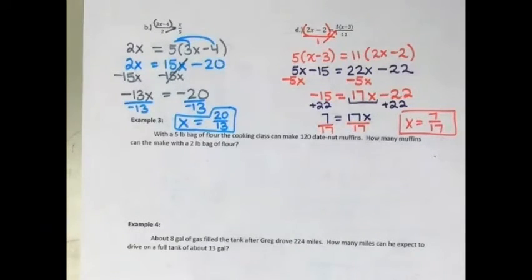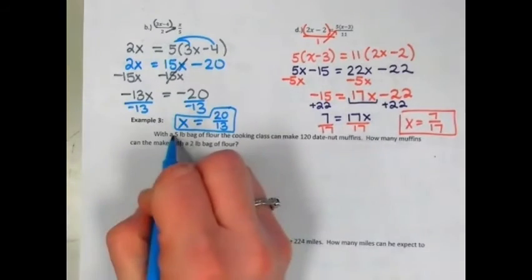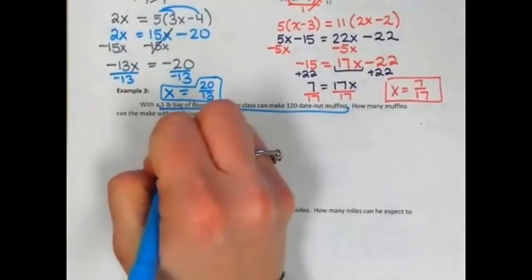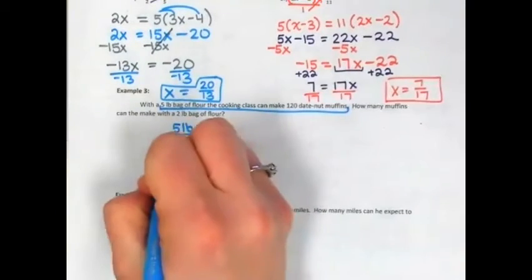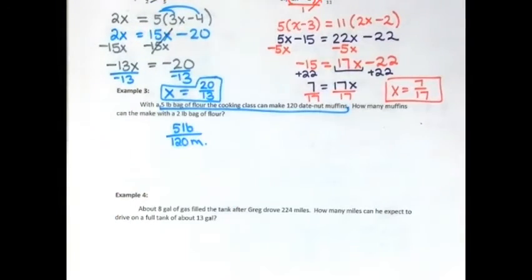Okay. So it says, with a 5-pound bag of flour, the cooking class can make 120 date nut muffins. Can we write a ratio from this? Yeah. What is that ratio? 5 pounds over 120 muffins. Yeah. Perfect. Thank you.